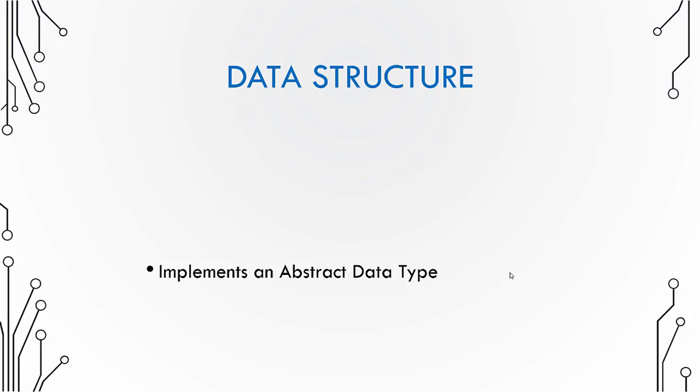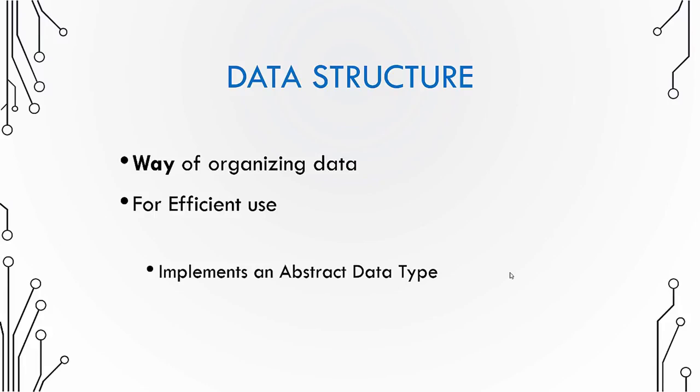Now, when you talk about implementation, you always talk about organization of the data in memory in such a way that you can have easier access to that data and then you can use that data efficiently. So in a way, a data structure can be explained as a way of organizing data in such a way that it is efficient to use.